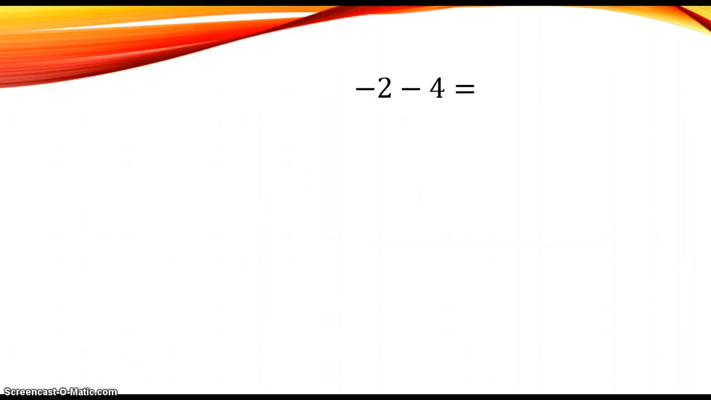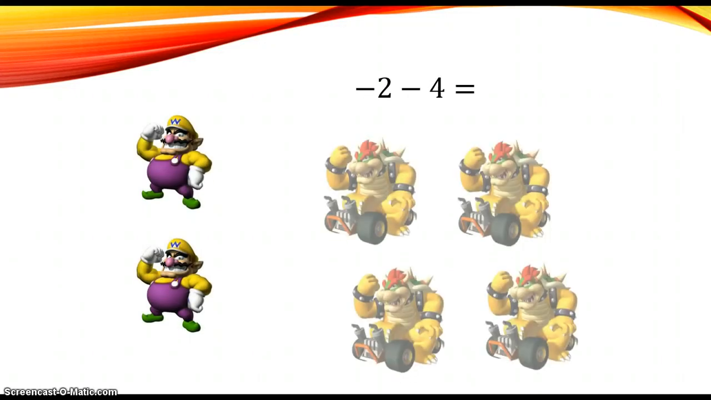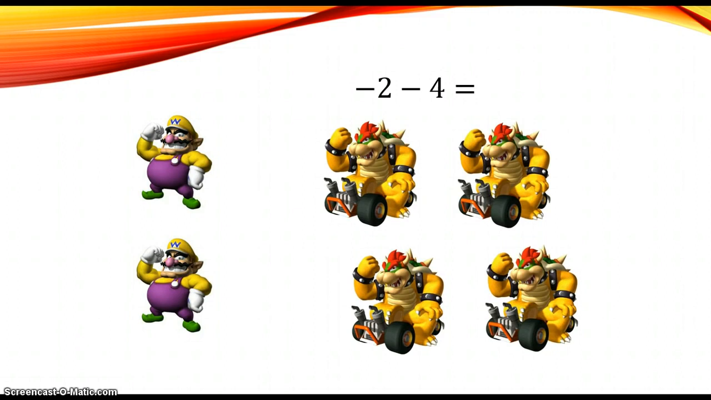In this problem, we have a -2 minus 4. But the symbol in front of the 2 is a negative, so that's 2 bad guys. The symbol in front of the 4 is a negative, so that's 4 bad guys. Bad guys don't fight each other. Bad guys join each other and plot to take over the world. So in this problem, we have 6 bad guys. So our answer is going to be a -6.